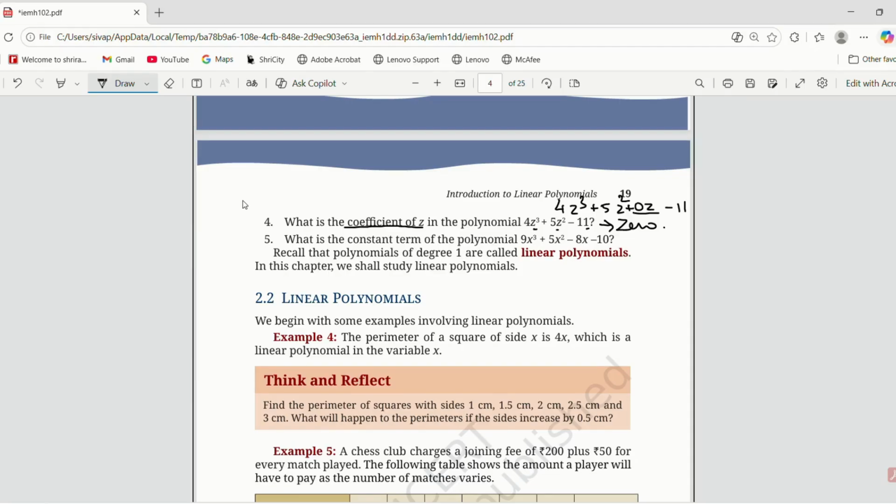In the next problem, what is the constant term of the polynomial 9x cube plus 5x square minus 8x minus 10? The constant term means the term without a variable. So here we are having a number minus 10 which is without a variable, free of the variable. So here minus 10 is our constant value, that is the constant term of this polynomial.